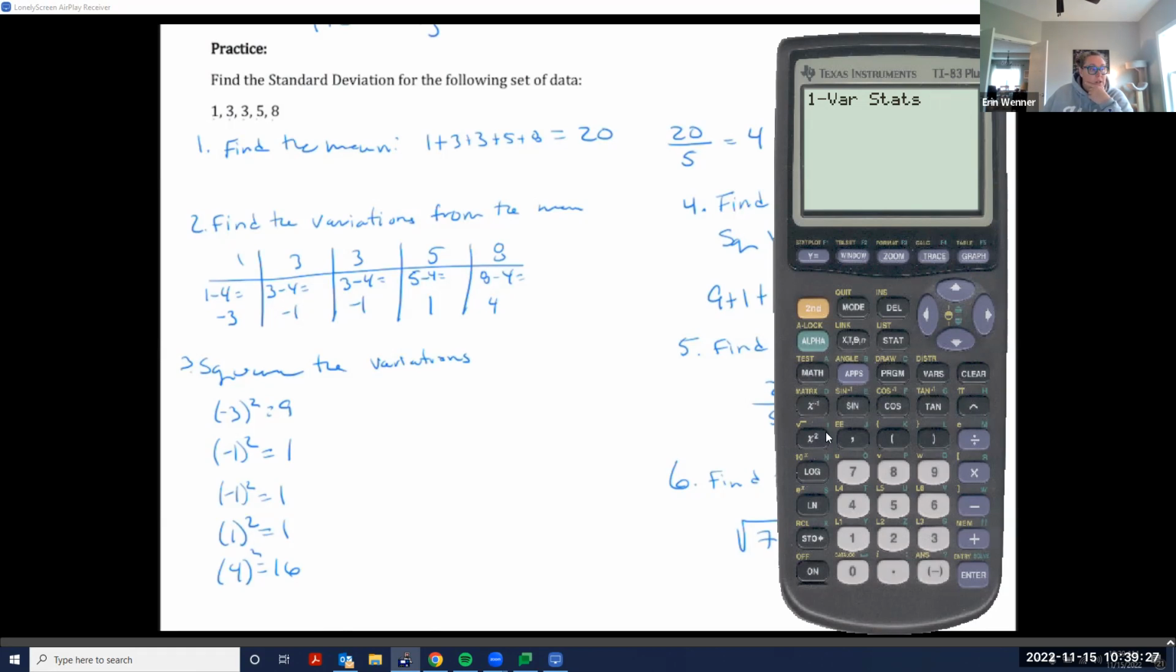But we went into L1, so we're going to press second to get L1. Again, in order to get the words that are written in yellow, you have to press the second key first. And then once we do that, we can press enter. And again, it gives us our mean. X bar is 4. And then the standard deviation is 2.64. So I've showed you how to do the standard deviation using Desmos, which is free. But if you have access to a graphing calculator, you can also do the standard deviation using the graphing calculator.